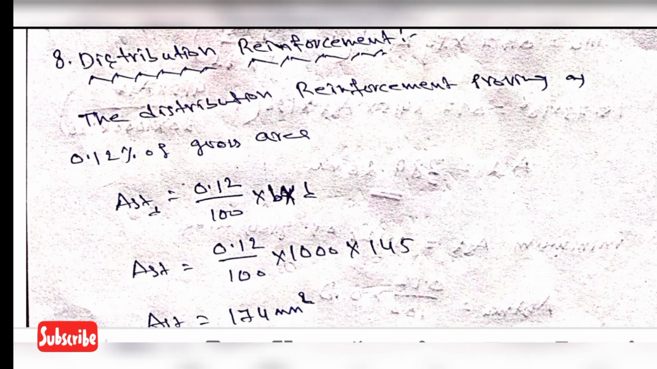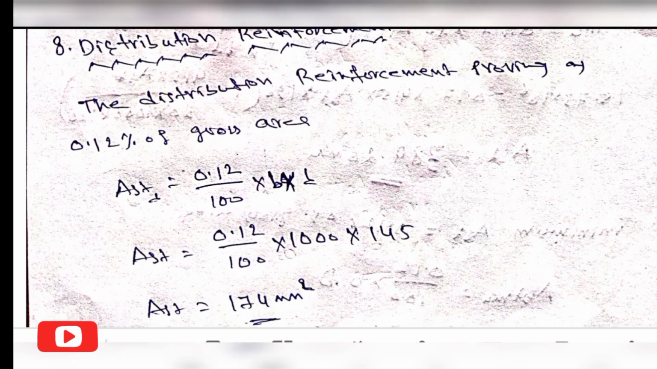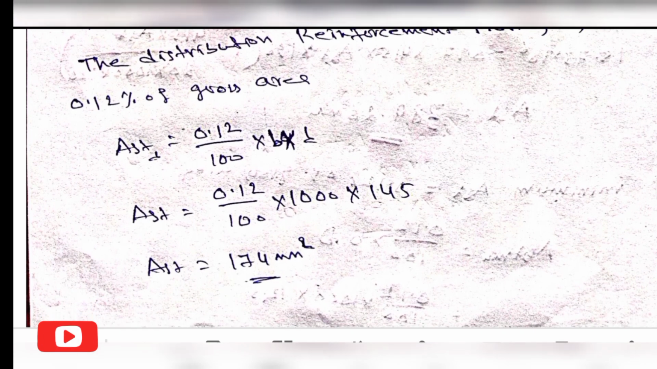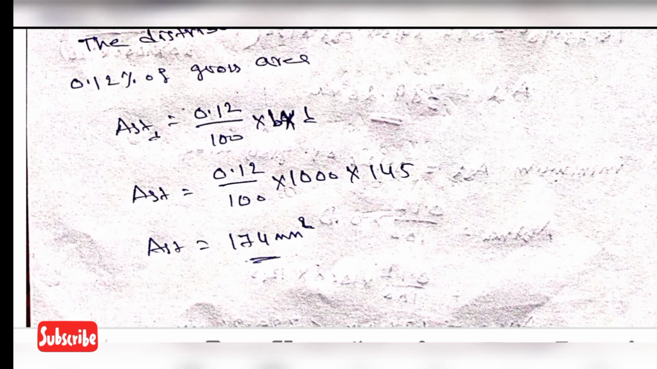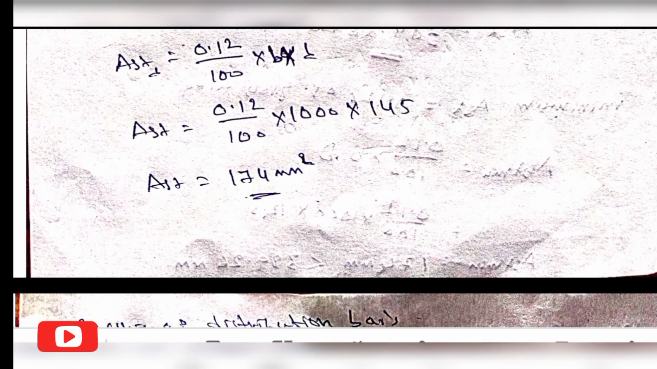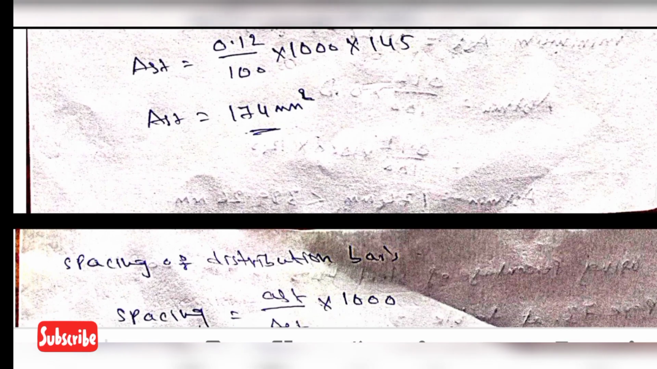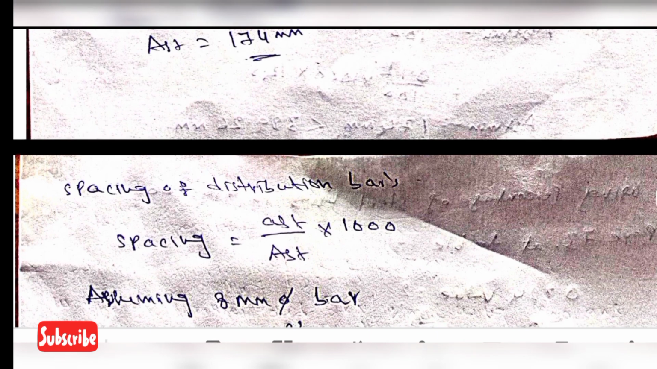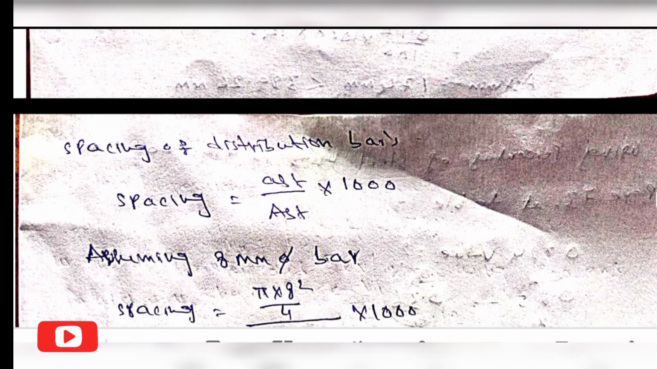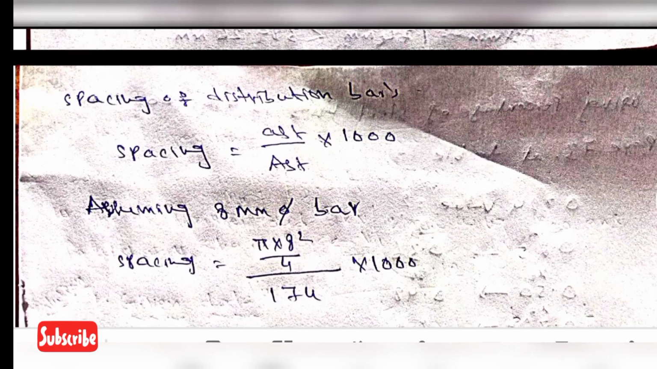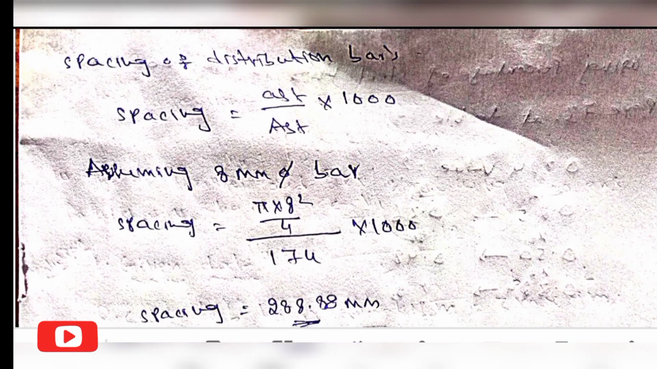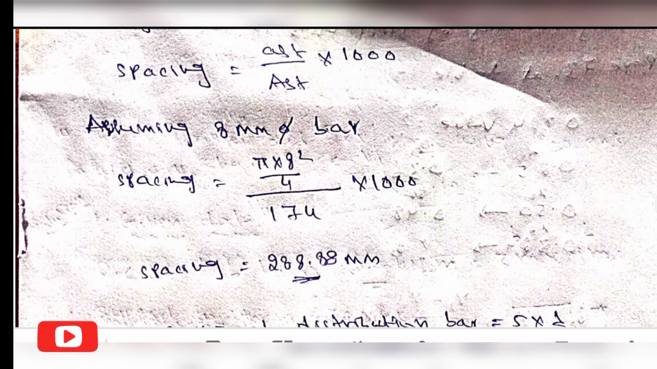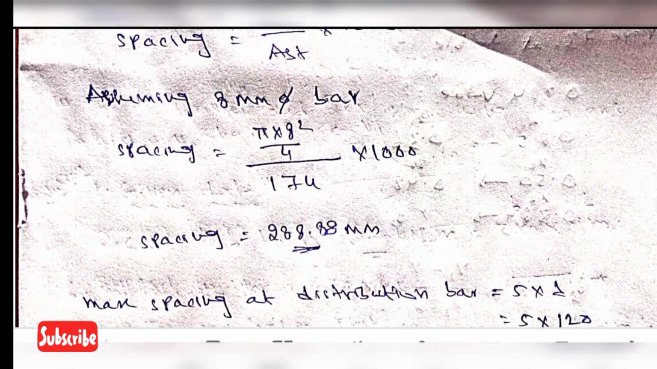Next step, distribution reinforcement. The distribution reinforcement will be provided at 0.12% of gross area. Then find out the capital AST, 0.12 by 100 into B into D. Then AST is equal to 174 mm. Then spacing of distribution bar is small ast by capital AST into 1000. Using 8 mm dia bars, spacing is pi into 8 square by 4 by 174 into 1000. Then spacing is 288.88 mm.